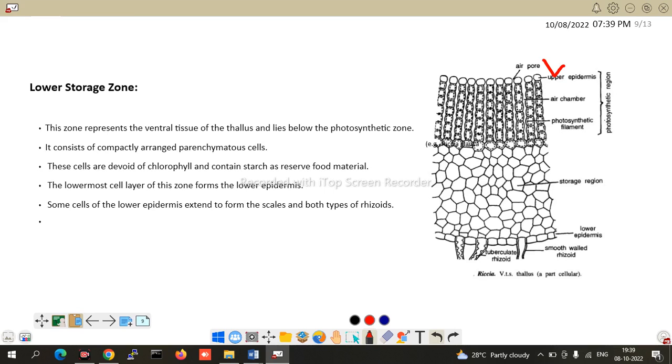The lowermost layer of this zone forms the lower epidermis. Here is the lower epidermis, and it extends to form scales and rhizoids. Here is the smooth-walled rhizoid, and here is the peg-like inward growth forming the tuberculate rhizoid. So here we finish with the external morphology and anatomy of the Riccia thallus.